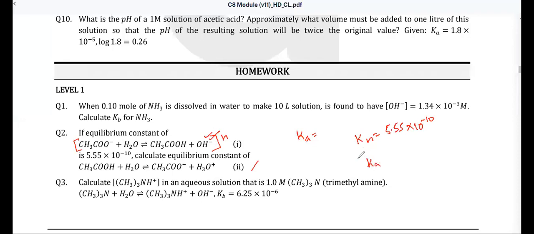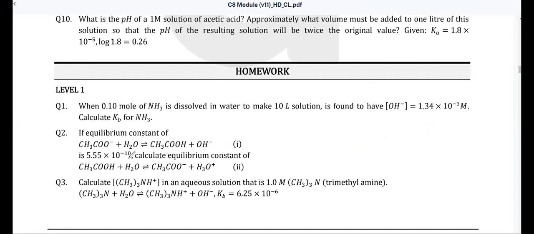Is there any relationship between Kh and Ka? Yes. If you remember, Kh is equal to Kw by Ka. So Ka is equal to Kw by Kh. Putting the formula, you get the answer. Question number 2, done.